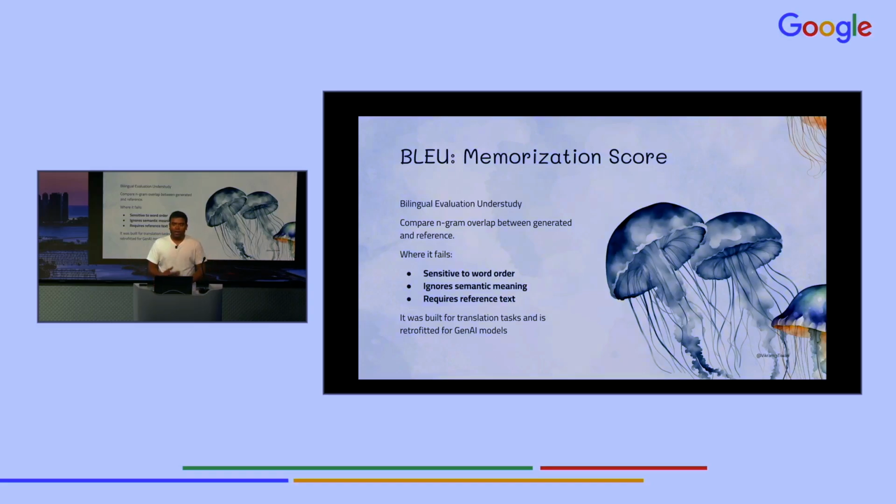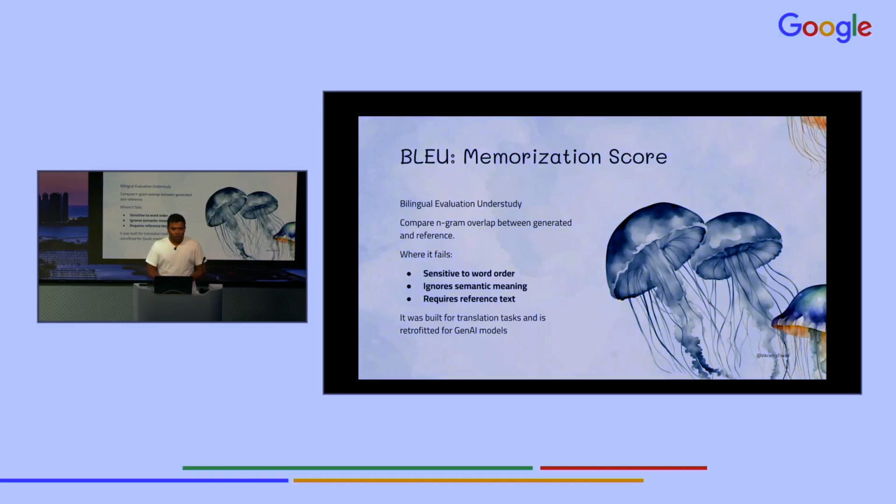It also ignores the semantic meaning of the words. So in this case, I'm saying overlap between generated and reference. You could rename this and say commonality. Rather than saying overlap, you can say common words. As soon as you do that, the BLEU score goes down. Even though the answer is right, the BLEU score goes down.